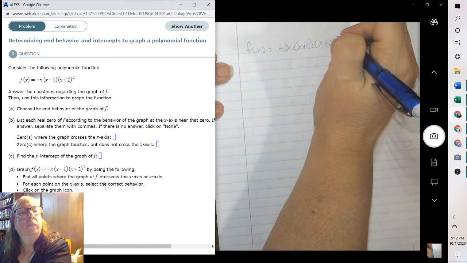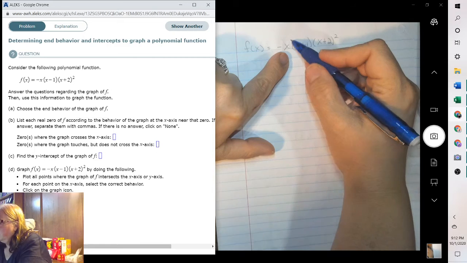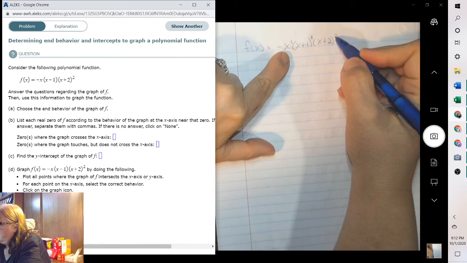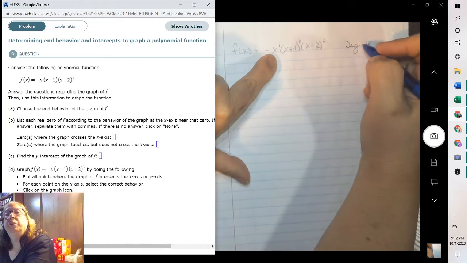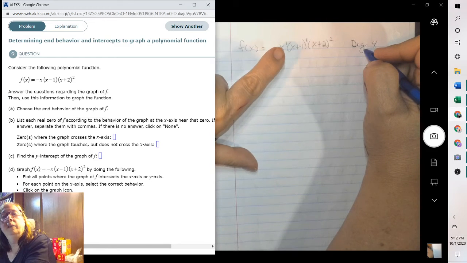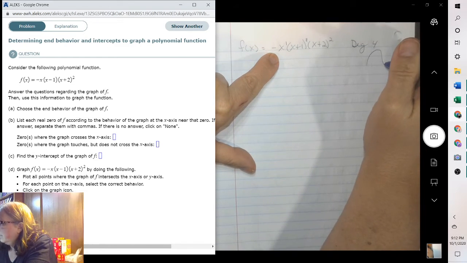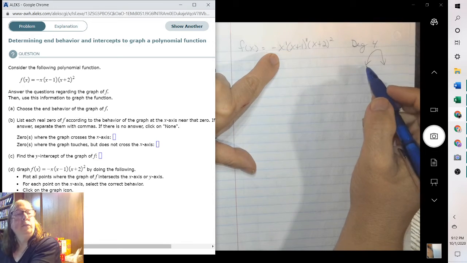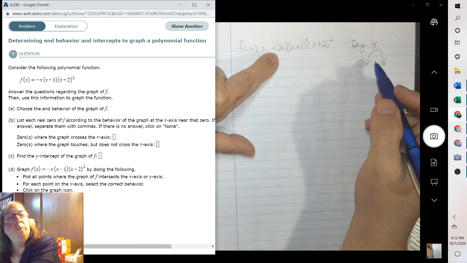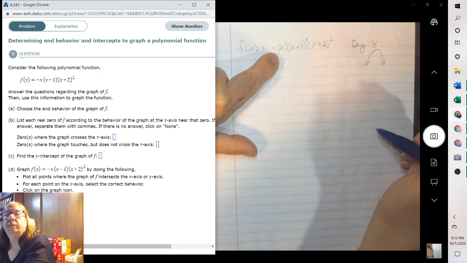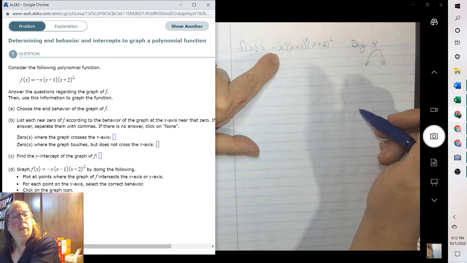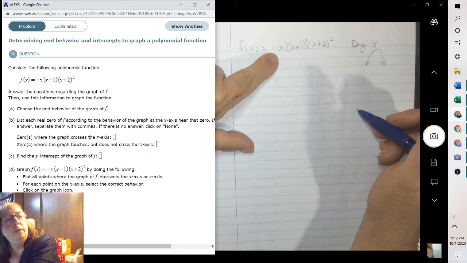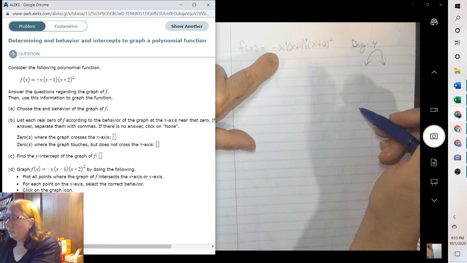Okay, so we have 1, 1 and 2. So our degree, 1 plus 1 plus 2, the degree is 4. That means it resembles a parabola. This one's negative, so that means it's going down. So for our end behavior, both ends are going down. That would be part A, both ends going down. Then they want to know what the zeros are and if they cross or touch the x-axis.